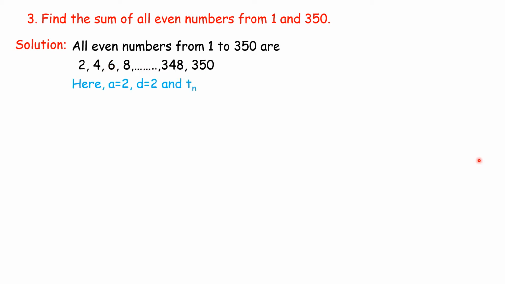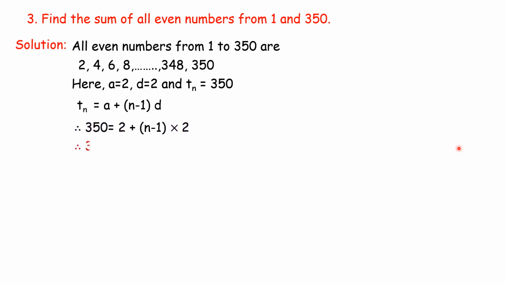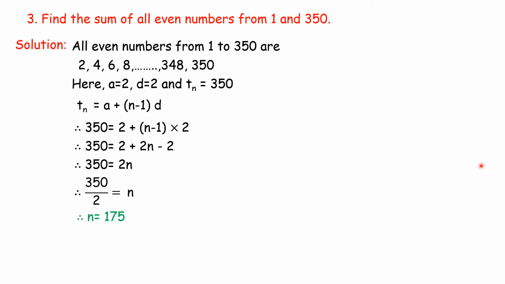Here a is equal to 2, d is equal to 2 and nth term is 350. Here we calculate n using the nth term formula. Now substitute the values. Nth term that is 350, a is equal to 2, d is equal to 2. 350 is equal to 2 plus 2n minus 2; plus 2 minus 2 cancels. Therefore, 350 is equal to 2n. Therefore, n is equal to 350 upon 2. Therefore, n is equal to 175.